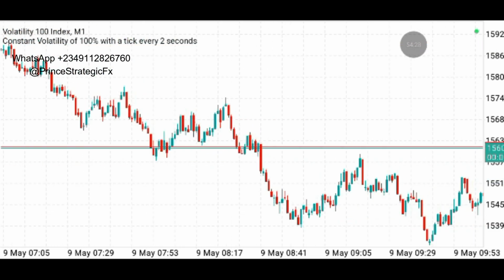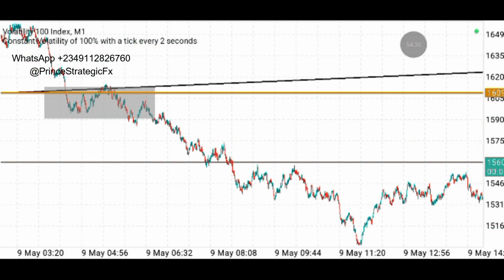So please double down on this strategy. Double down on this strategy.